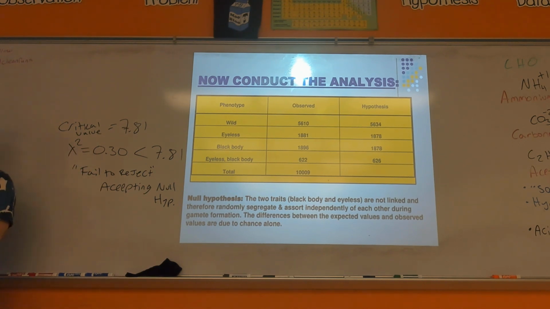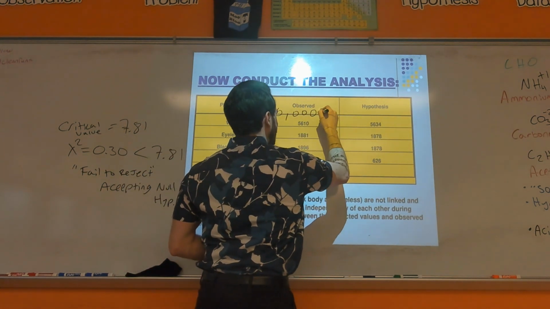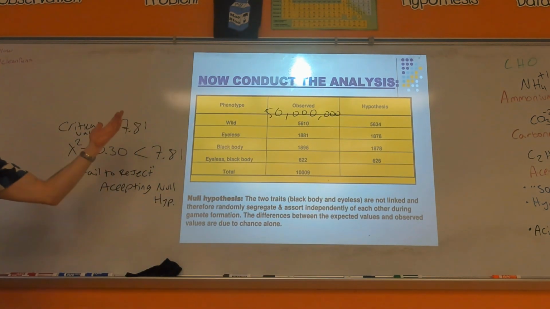You don't really have to memorize this. Try to understand this intuitively. Let's say I got like 50 million, a gigantic number. It's not even possible, but say you get numbers that are drastically different from what you would expect. Your chi-square value is going to keep going up and up to the point where you get beyond the 7.81. At that point, you would reject the null hypothesis, and that would tell you there's something funny going on with your data, something causing you to not have unlinked genes. That would be the idea.